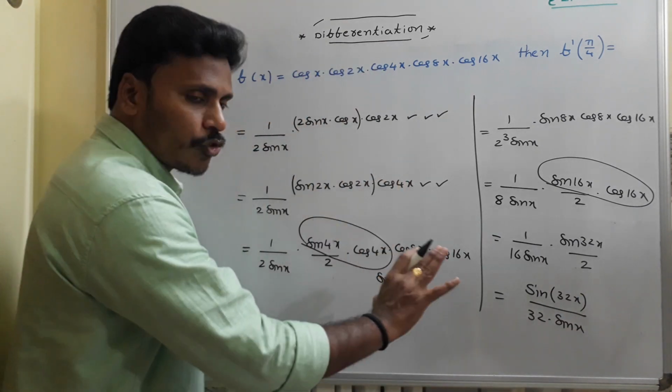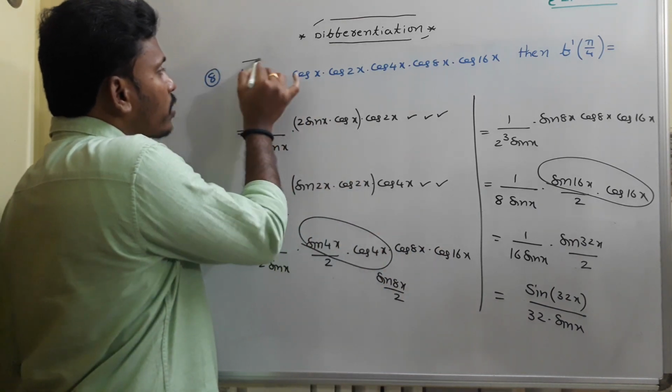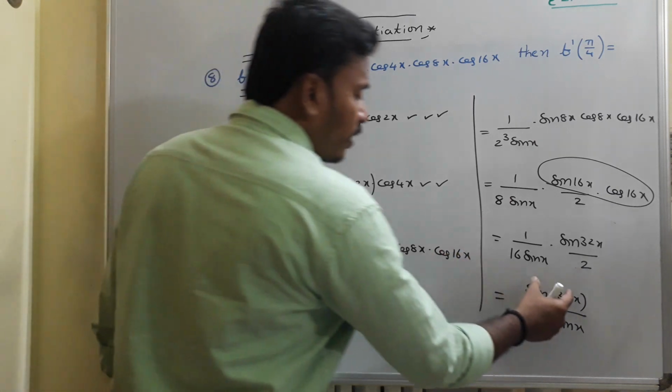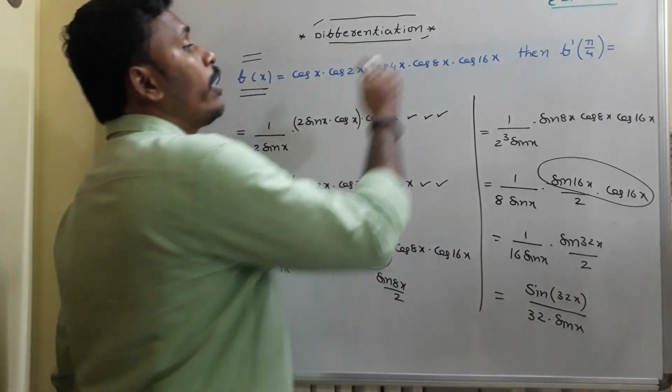This is all the trigonometry part. I am just trying to simplify this f of x as sin 32x by 32 sin x. After having this, we need to differentiate.